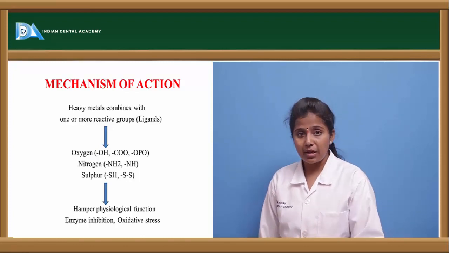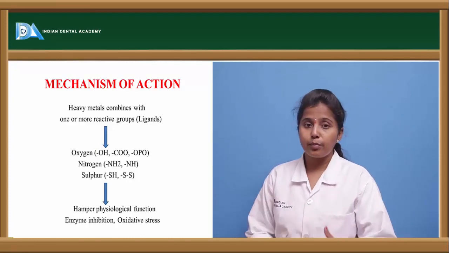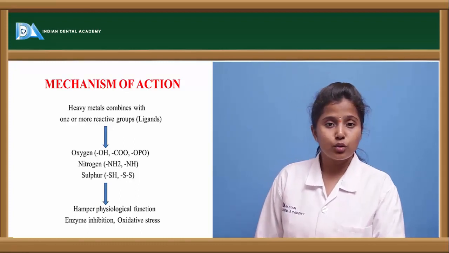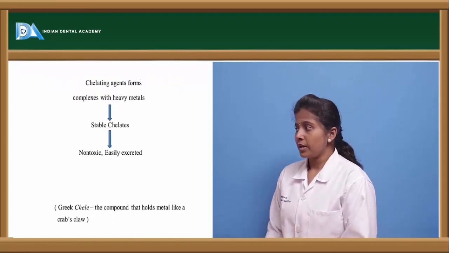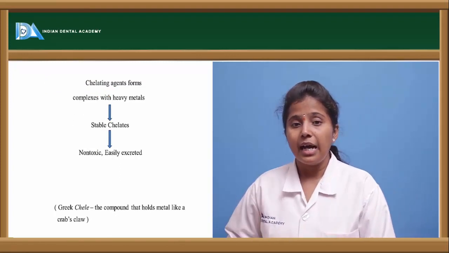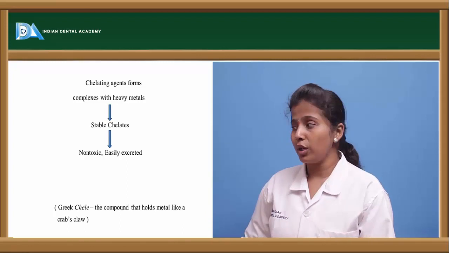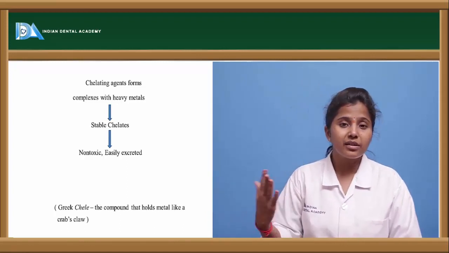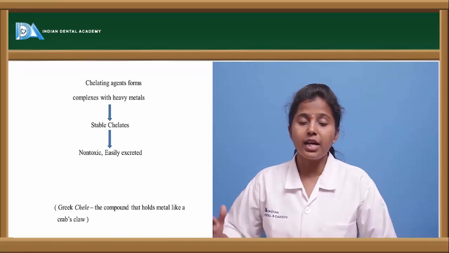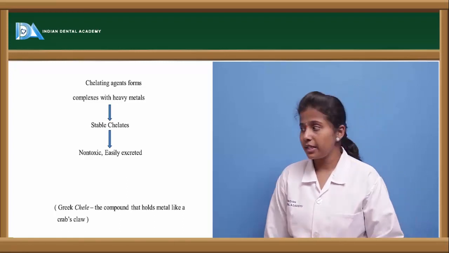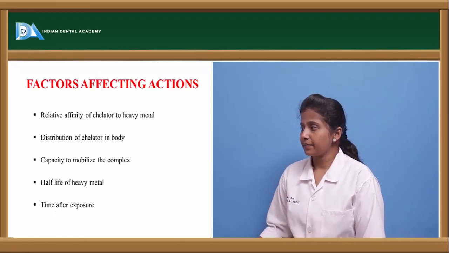They cause enzyme inhibition and produce oxidative stress in the body. So the chelating agents form complexes with these heavy metals, and thereby form newer molecules which are non-toxic, or which prevent the toxicity of heavy metal poisoning, and which are easily excreted out of the body.